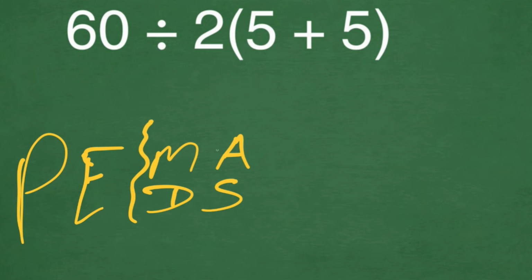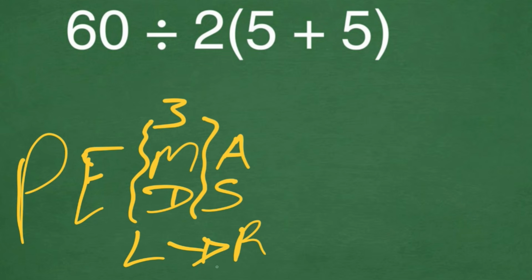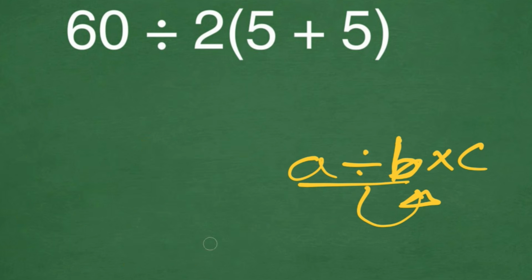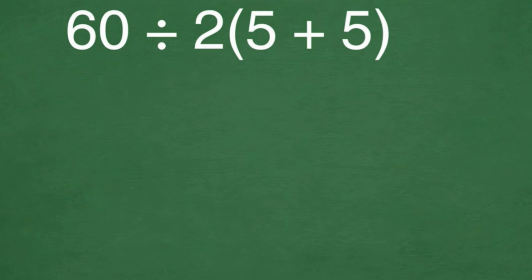Multiplication and division have equal priority, right? So they are priority number 3, and if we encounter multiplication and division, we are going to solve left to right. So if we have A divided by B times C, we are going to divide A by B, and then multiply that by C. This is what we do because multiplication and division have equal priority. We have to do them left to right.